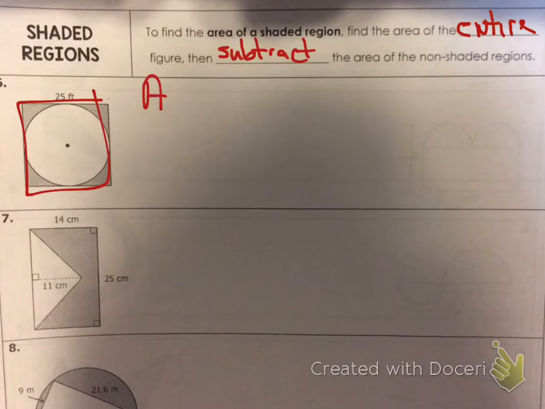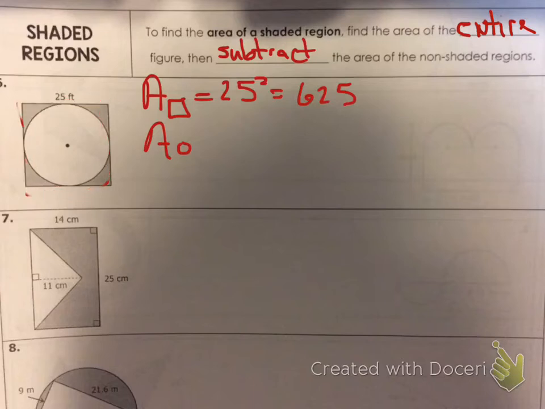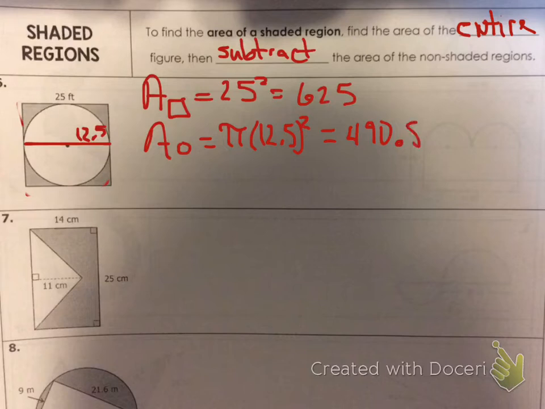If you find the area of a square, that would just be 25 squared, which is 625. Then you've got this area of a circle. Now if the side of the square is 25, that also means that it goes 25 across this way. So if I cut that in half, that means the radius is 12.5. So here I have pi times 12.5 squared, which gives me 490.87.